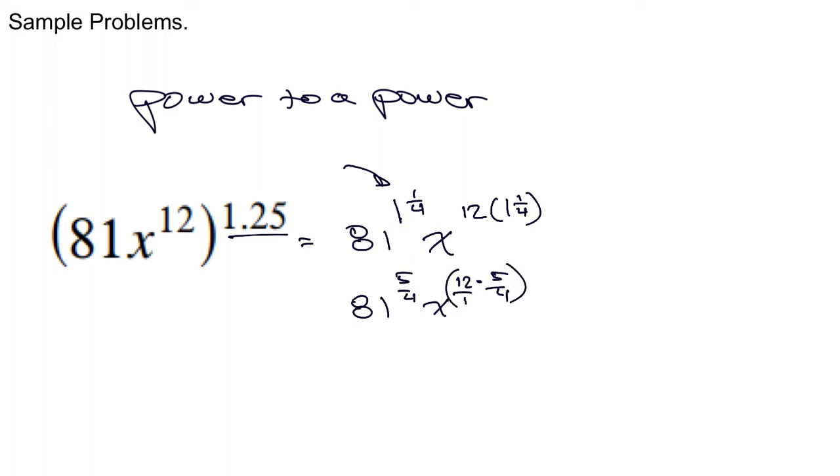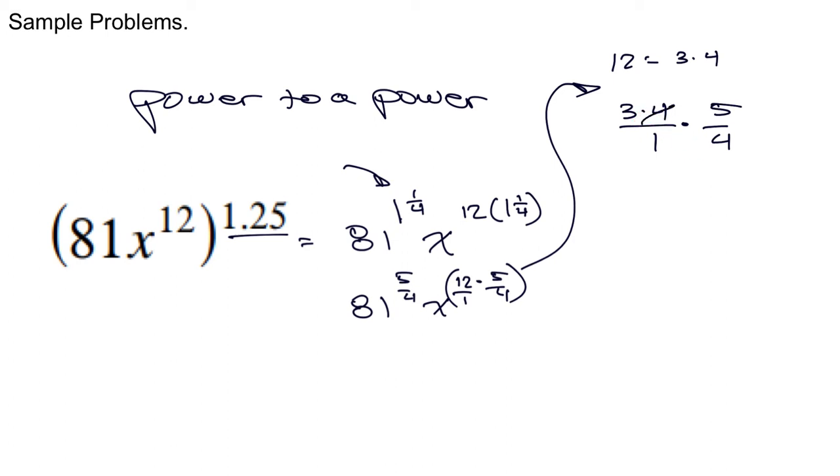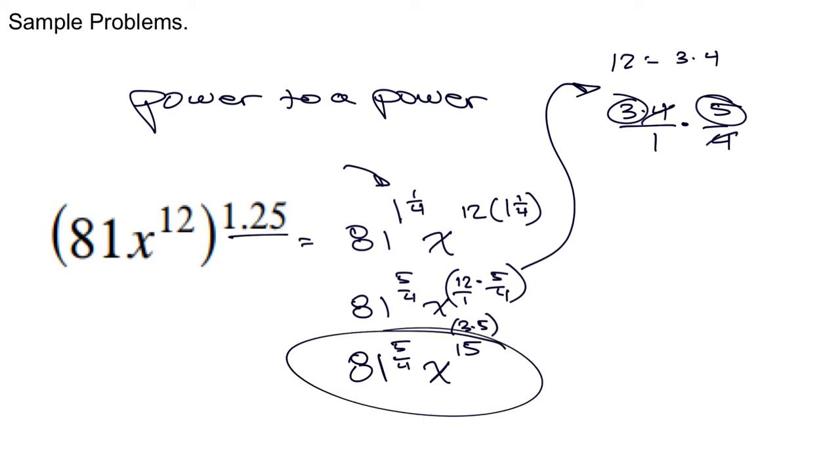Let's simplify this. So I'm going to write this big up here. 12 equals 3 times 4. So I have 3 times 4 over 1 times 5 over 4. Well, I have a common factor in the numerator and the denominator. These can cancel each other out. So then I'm just left with 3 times 5. So I have 81 raised to the 5/4 power times x to the 15, right? Because this is 3 times 5. And this is our final answer.